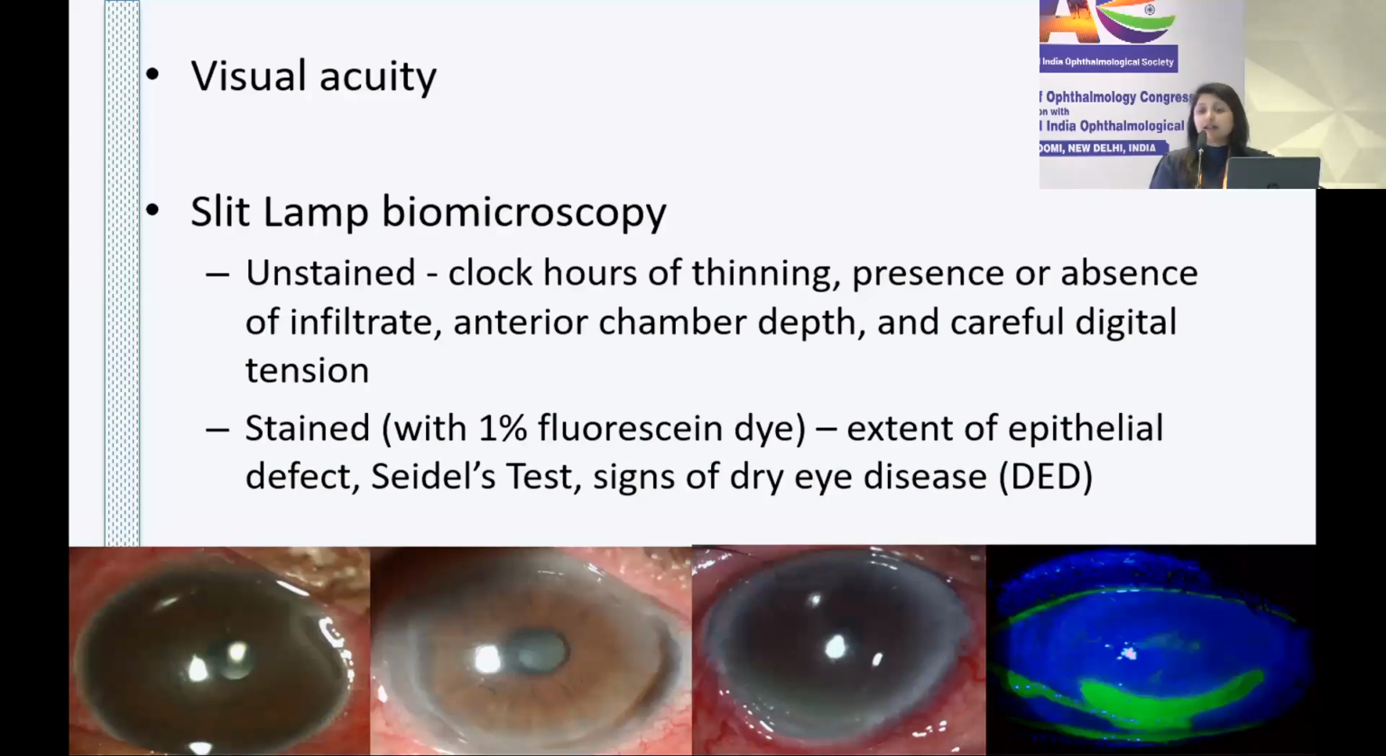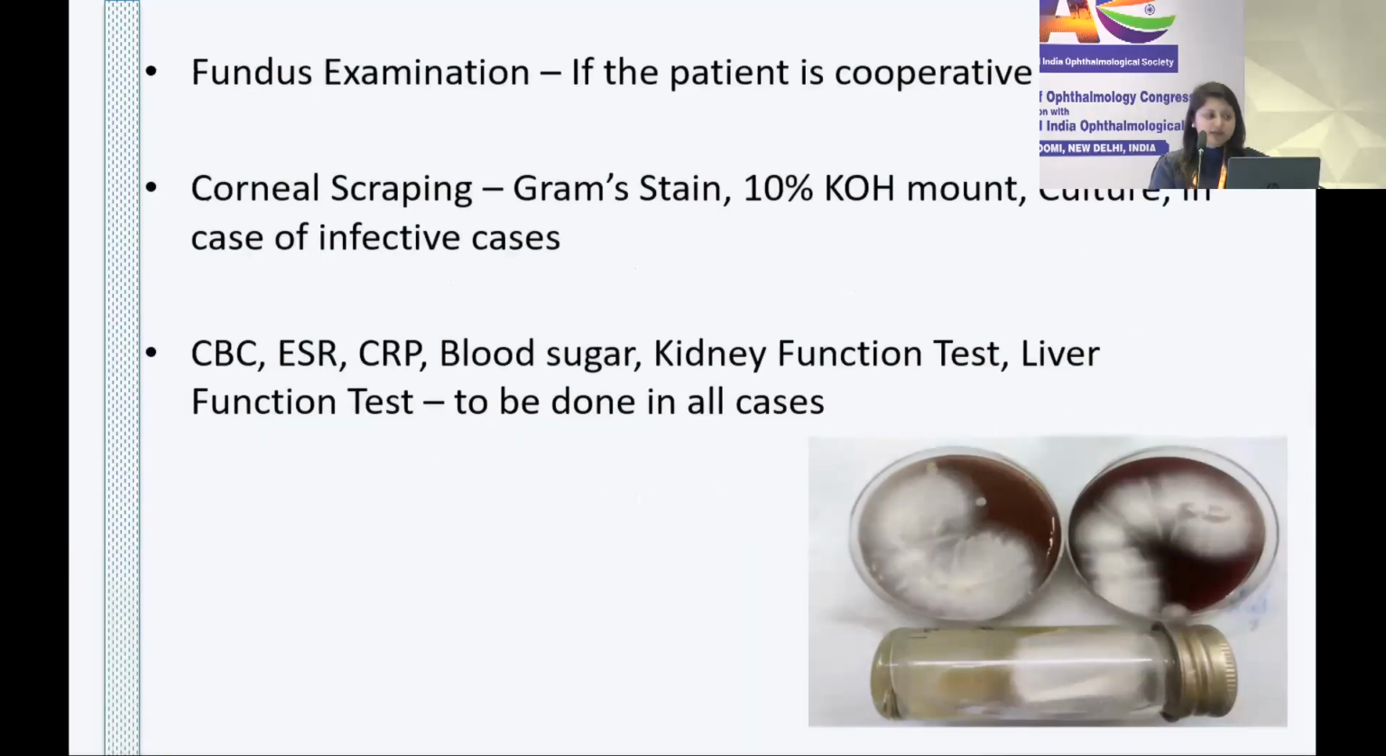Look at the anterior chamber depth, because if there's a small perforation also, the AC may be shallow to flat, and a careful digital tension to assess if the eye is soft. Then when we stain the patient with fluorescein dye, we see whether the area of the guttering or the thinning is epithelialized or not, because if it's epithelialized, then we may not want to surgically intervene unless it is for optical reasons. We do a Seidel's test to look for any perforation, and because autoimmune diseases like RA do have a dryness component, we look for the extent of the dryness as well. If the patient is cooperative, we can assess the fundus.